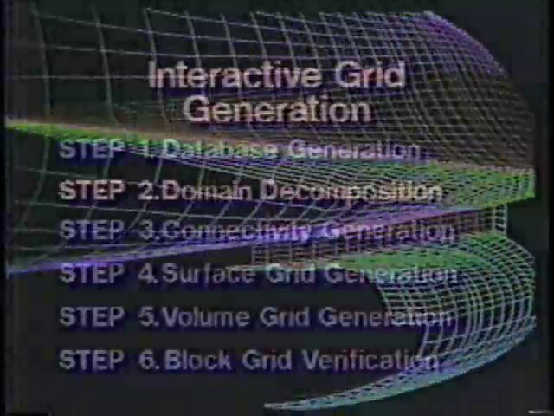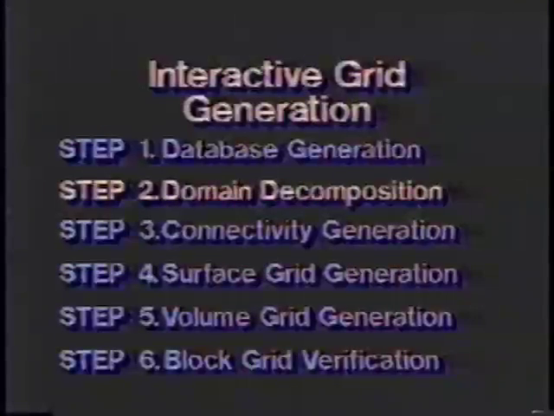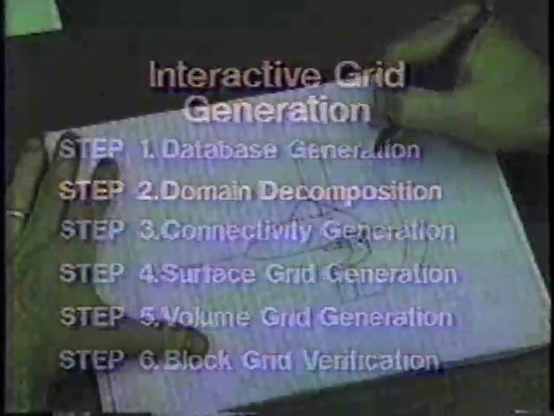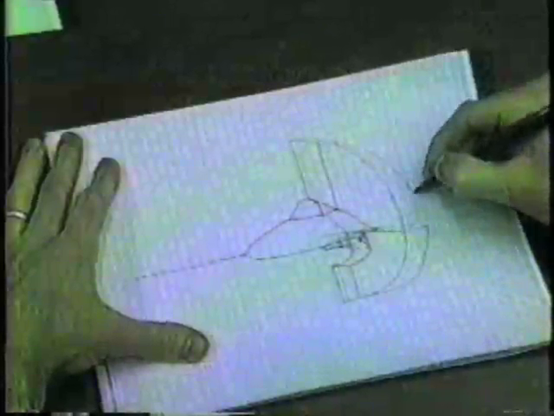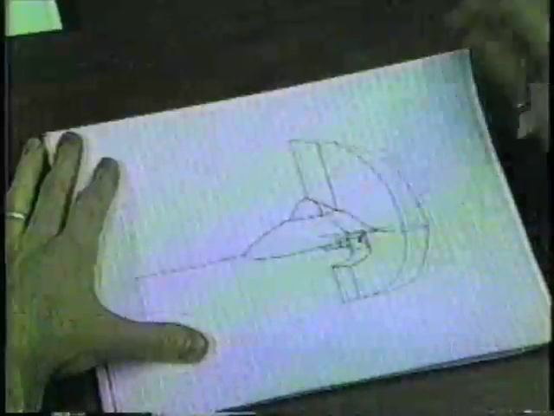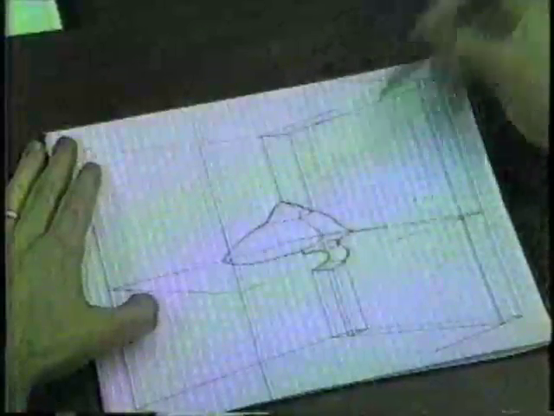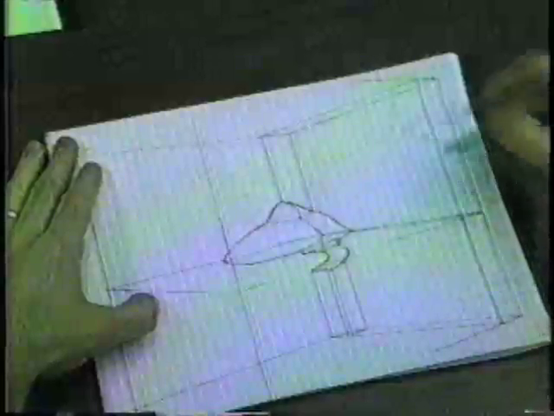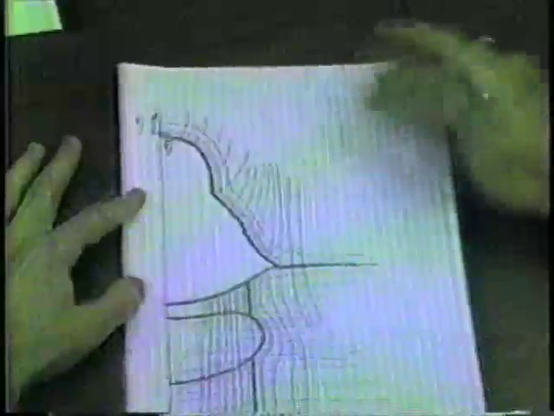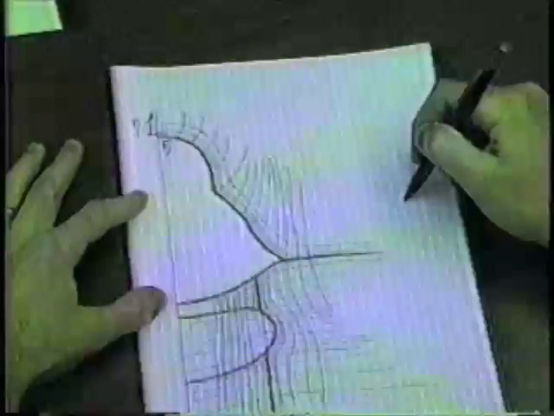The next step in the grid generation process is to decompose the flow field domain into a number of block subdomains. After viewing the database generated in step 1, becoming thoroughly familiar with the geometry, and considering the flow analysis to be performed, the user first sketches the database. From here, he sketches block boundaries in an attempt to devise a suitable blocking scheme. As this procedure is not automated, the user's artistic talents and geometric reasoning are called upon.